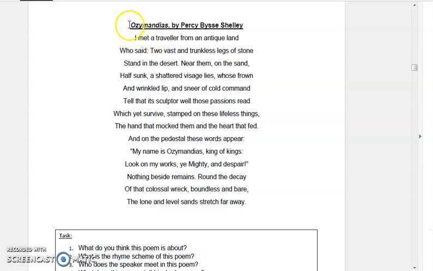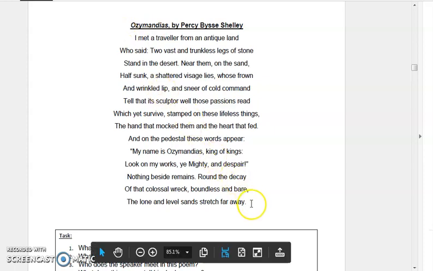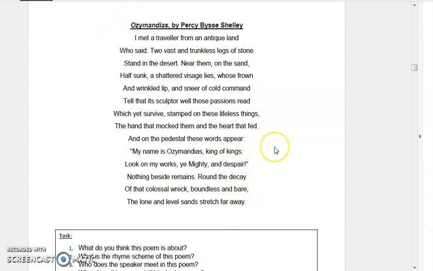Ozymandias is quite an important poem to you because in Year 11 it could possibly come up in your exam from your Power and Conflict anthology. There are 15 poems in total, and this one could come up. Hopefully by the end of today's session you should understand the poem in a bit more detail, for example the language, the structure and the messages. We'll look at that at a later point.